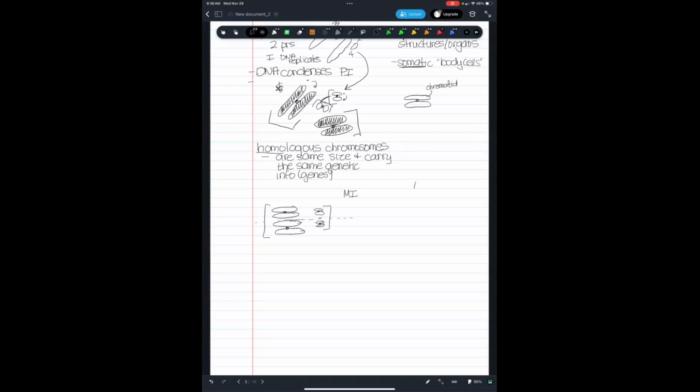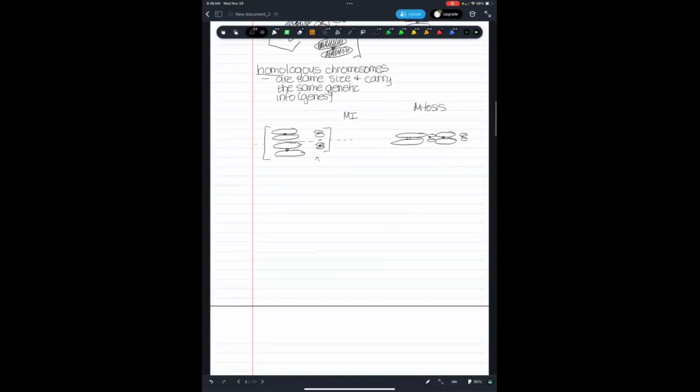So remember in mitosis, to compare, we had the sister chromatids that lined up at the equator. But in metaphase 1, it's the homologous chromosomes that line up. So that's one difference. Then we go to anaphase 1.